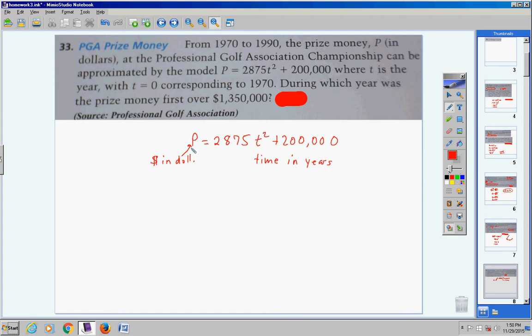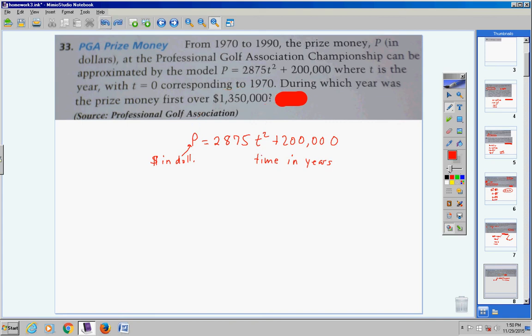You've got a P that stands for prize dollars, and you've got a T that stands for time in years. What are they giving you here? Are they giving you the prize money amount or the time? They're giving you the prize money amount. So why would that go in for T? It wouldn't, would it? It would go in for P.